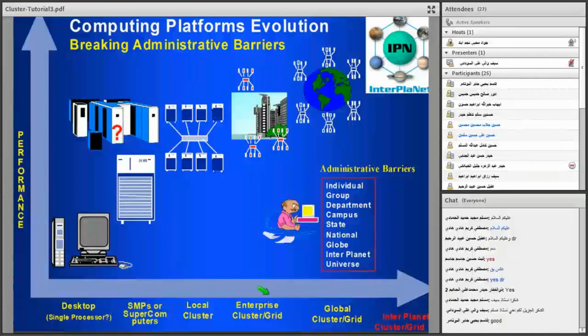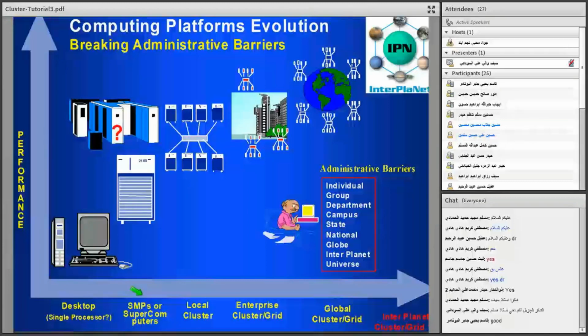And the horizontal dimension shows us the different platforms which have been introduced up to now. For example, IPN is an ideal platform for computing. Okay, the first platform is the desktop computer. We know that because we use this platform. All of us use this platform.